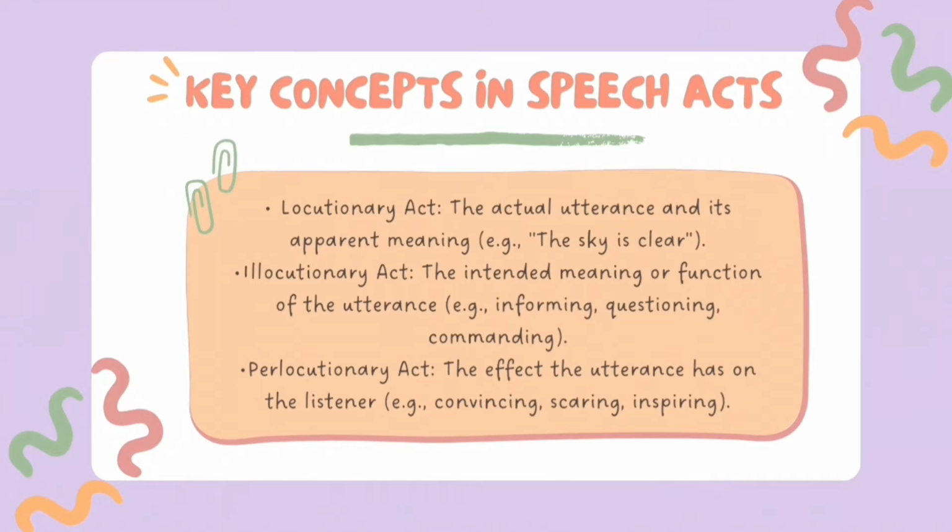Locutionary act: the actual utterance and its apparent meaning. Example: the sky is clear. Illocutionary act: the intended meaning or function of the utterance. Example: informing, questioning, commanding. Perlocutionary act: the effect the utterance has on the listener. Example: convincing, scaring, inspiring.